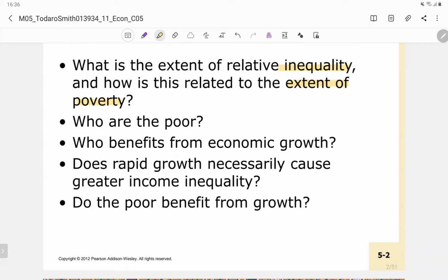And then who are the poor? And then who benefits from economic growth? So if inequality and growth is a trade-off, who actually benefits from economic growth? And then does rapid growth necessarily cause greater income inequality? And then do the poor benefit from growth? Okay.